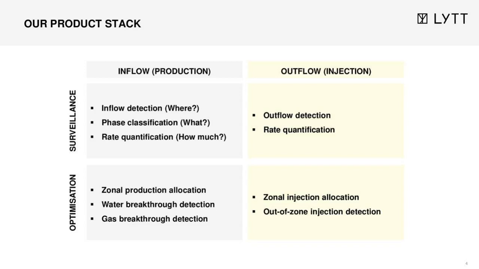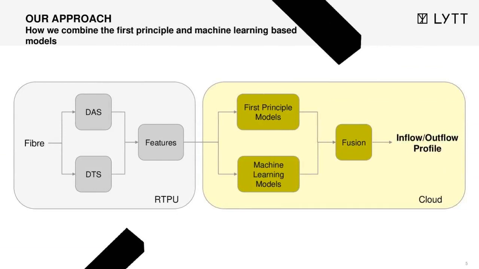Now, let's take a look at our approach of turning fiber data into inflow profiling products. Over to you, Alessandro. Thanks, Char. So in this picture, we can see the flow chart that describes the entire process, from fiber optic data acquisition on the left to the generation of the flow profile on the right. This picture is split in two main blocks, the gray one on the left, named RTPU, and the light yellow one on the right, named Cloud.